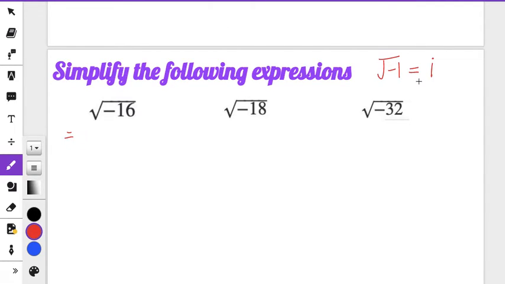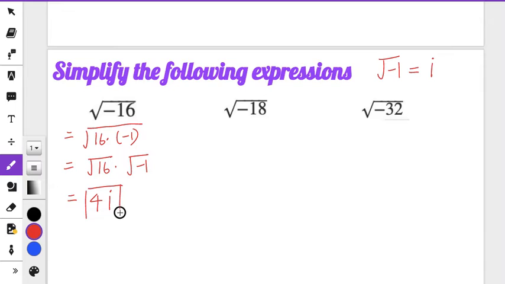Since the square root of -1 is i, we're going to break down everything with the square root of -1. So instead of -16, I put it as 16 times -1, then I have the square root of 16 and the square root of -1. I just separate these two parts. We know the square root of 16 is 4, and the square root of -1 is, by definition, i, so the final answer is 4i.